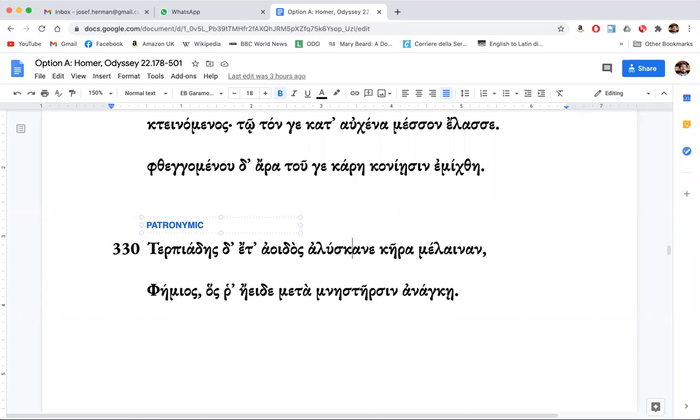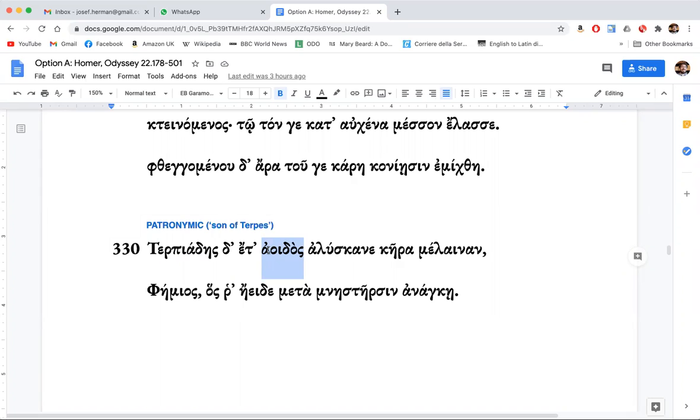Because it's naming this person. The real name is Phemius, but it's naming him after his father, Terpes. So, the son of Terpes, Terpiades, the singer, Aoidos, right? Aoidos means a singer. So, Phemius, the son of Terpes, Phemius is a singer.